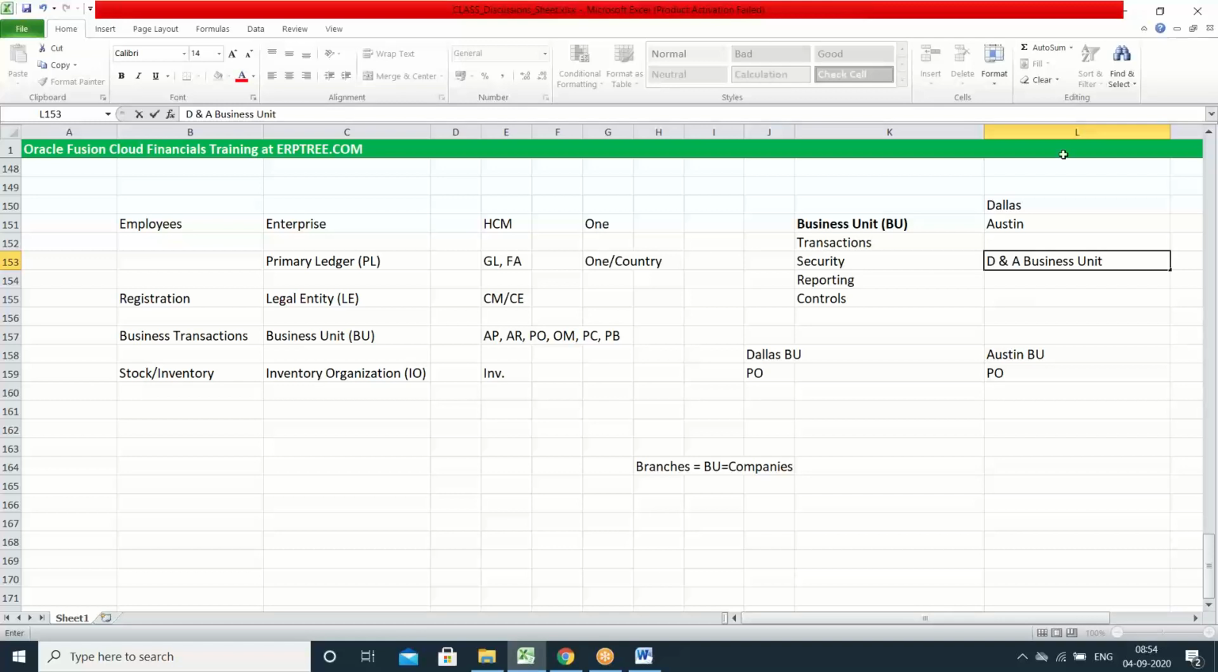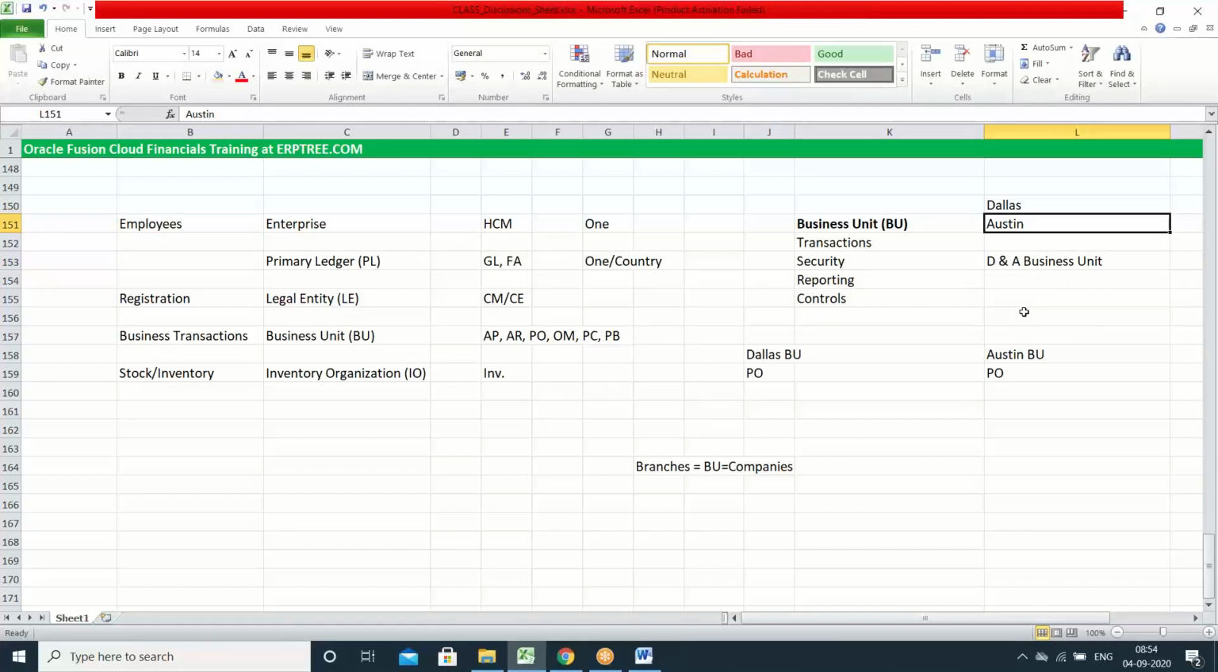If you have a transaction with Dallas, we will record it within this business unit. If you have a transaction with Austin, you can create the transaction within this. But when you are creating the transactions within this business unit, related to Dallas or Austin, you cannot identify how much business you did in Austin and how much business you did in Dallas. You cannot do that.